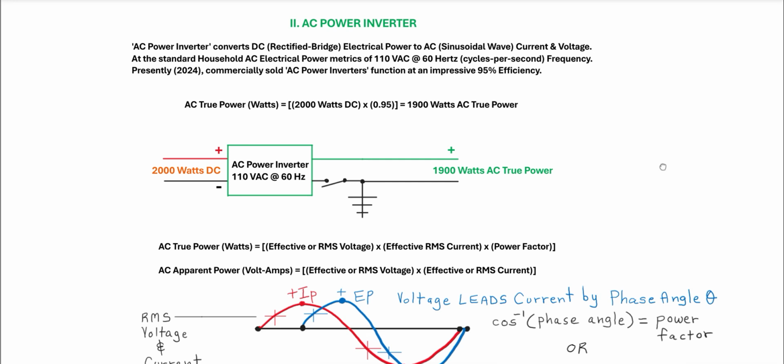So what that means is just converting from DC to AC. So battery power converted into household electrical AC power. And that again is at 60 cycles per second in the household AC power metric. And so at the standard household AC electrical power metrics of 110 VAC, 110 volts AC at 60 cycles per second, or hertz frequency.